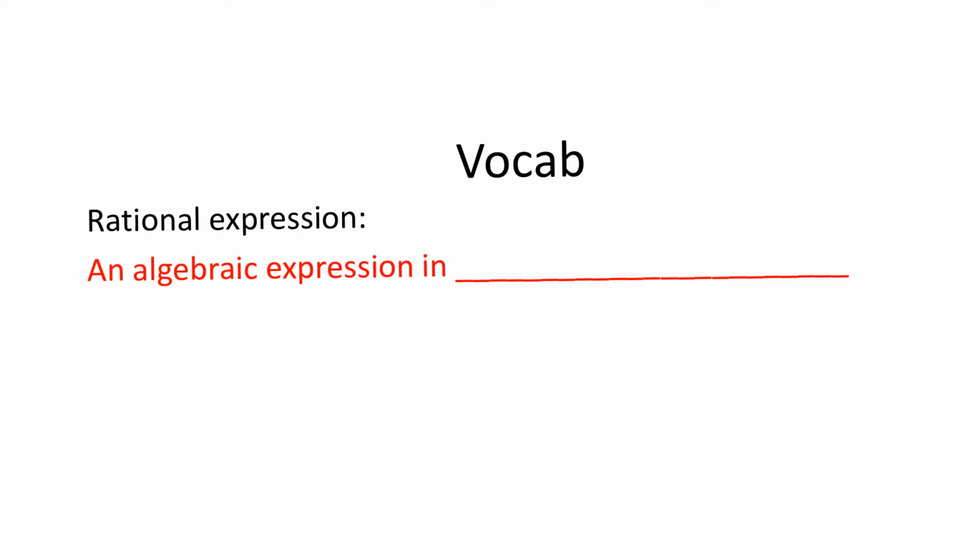So basically the first thing that we need to look at is a vocab term and what it means to be a rational expression. And really it's just an algebraic expression, so just some expression that has variables and numbers and a combination of those things. But basically it's just in fractional form.